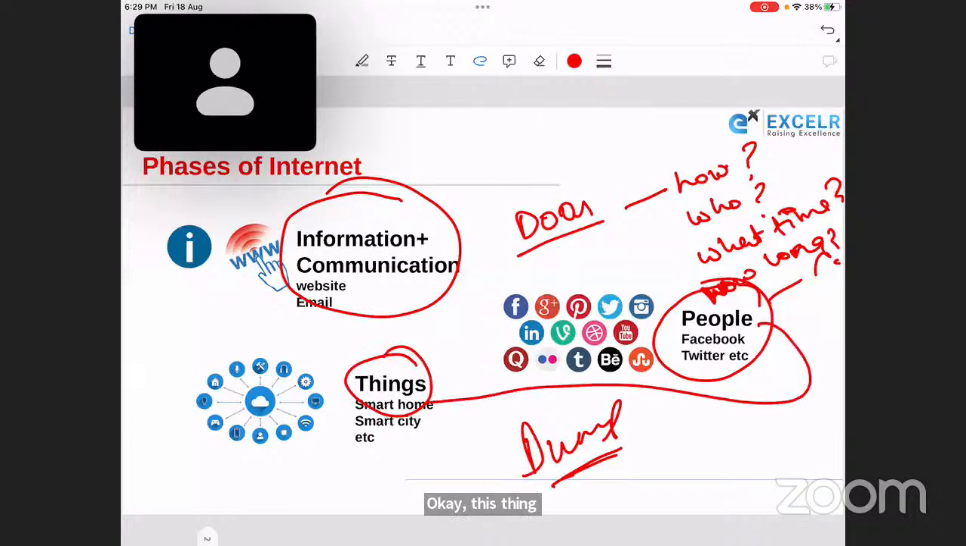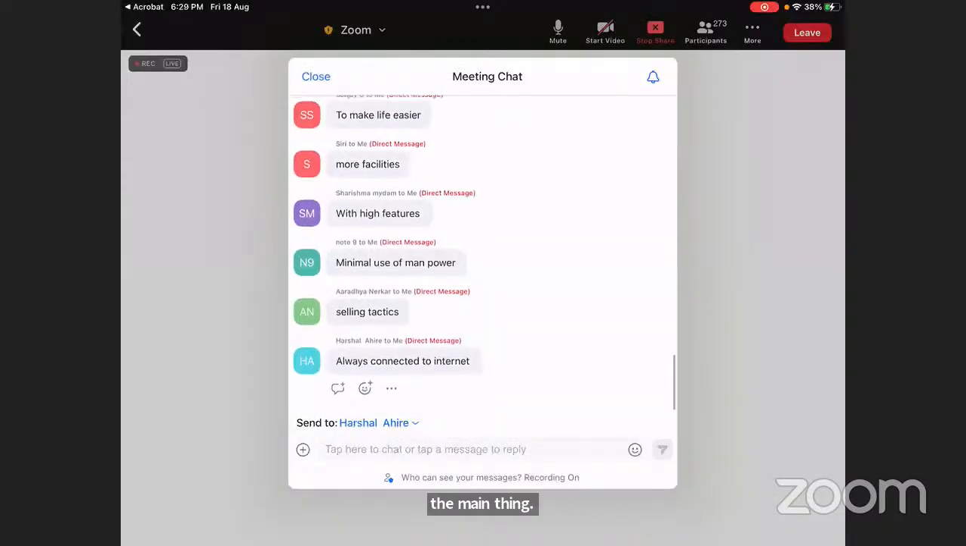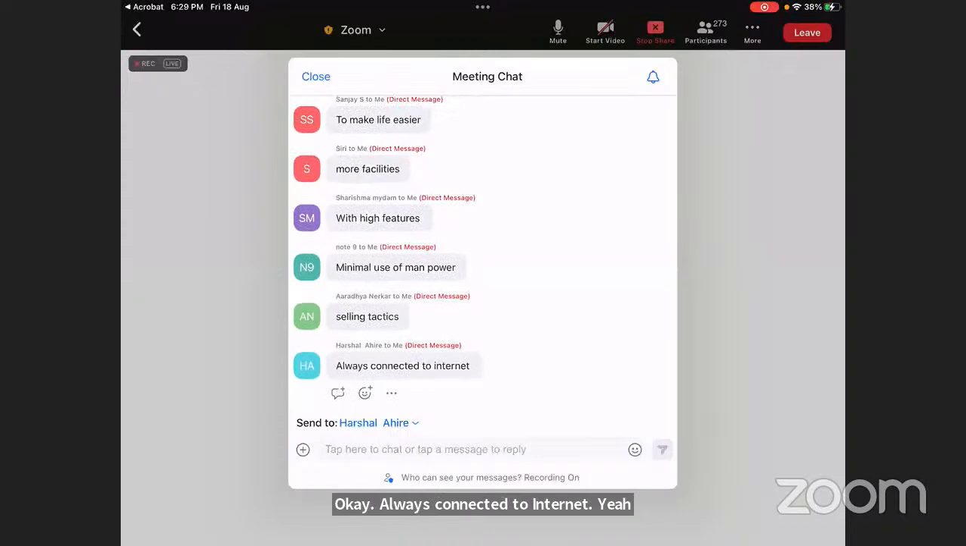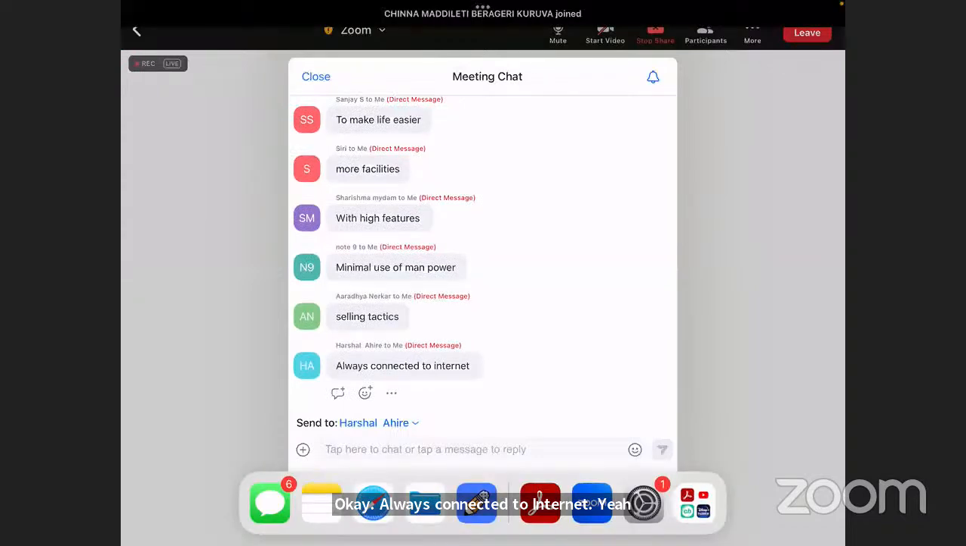In place of people, information and communication is also there. Then it becomes smart. Like your feature phone doesn't have internet, your smartphone has internet. That is the major difference between a smartphone and a feature phone. Now, feature phones are also coming with internet, but that's the basic understanding. Always connected to the internet. Internet is the major part here. We have to be part of the internet, then only we can understand this thing.